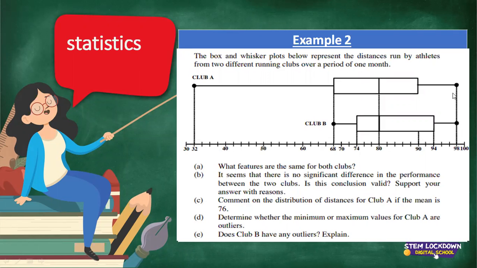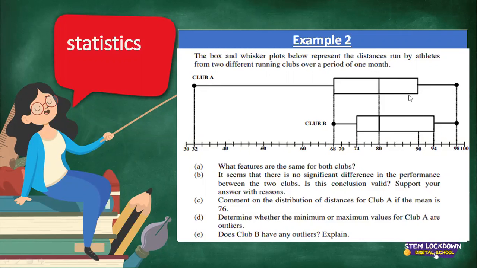The upper limit here is 98, okay? The maximum for Club A is 98 and the minimum is 32. The lower quartile for Club A is 68, the middle quartile is 80, and the upper quartile is 90. Compared to Club B, which has a maximum of 98 as well, but a minimum of 68. Here the minimum is 32, the maximum is 98. The lower quartile here is 74, but here it is 68. Yes, the middle quartiles are the same, but the upper quartile here is 94 and here it is 90.